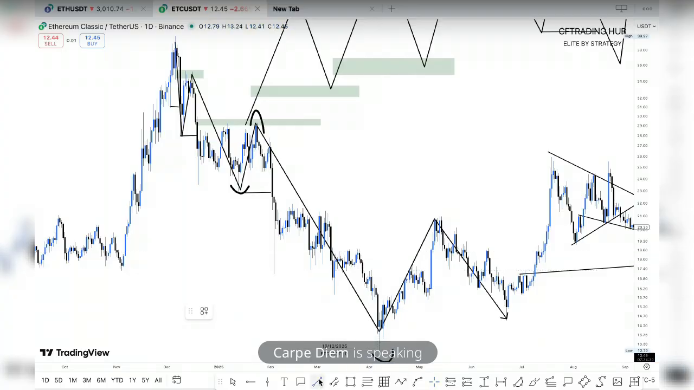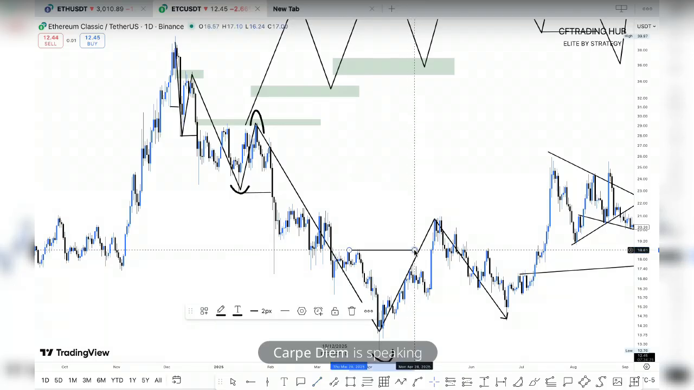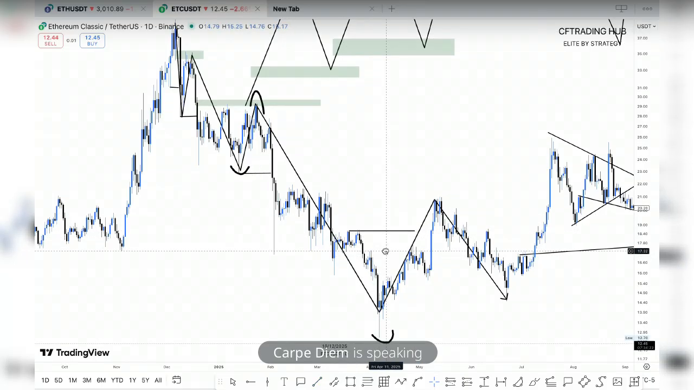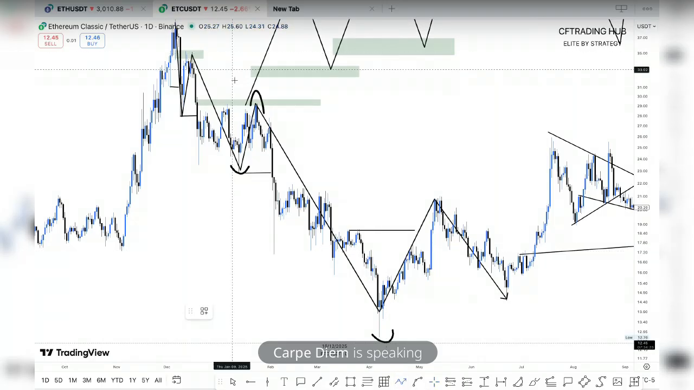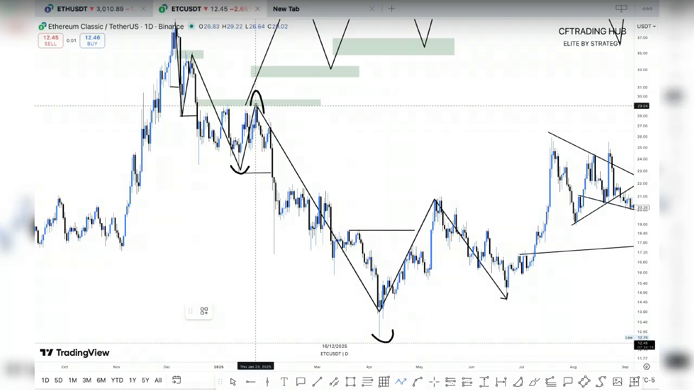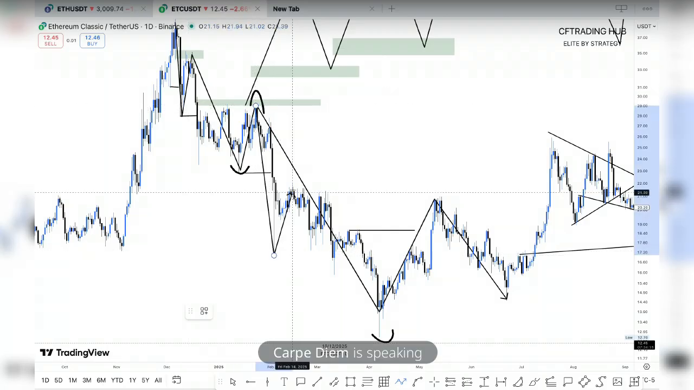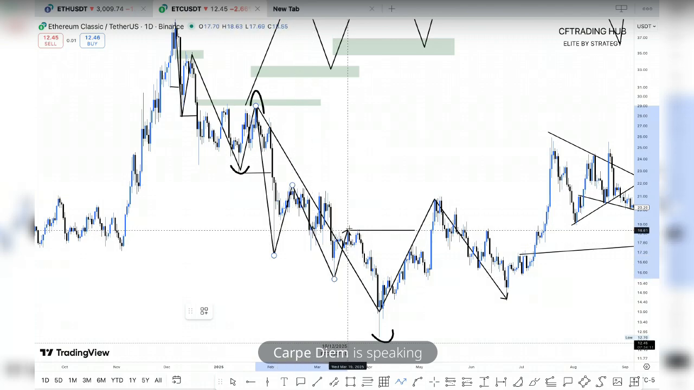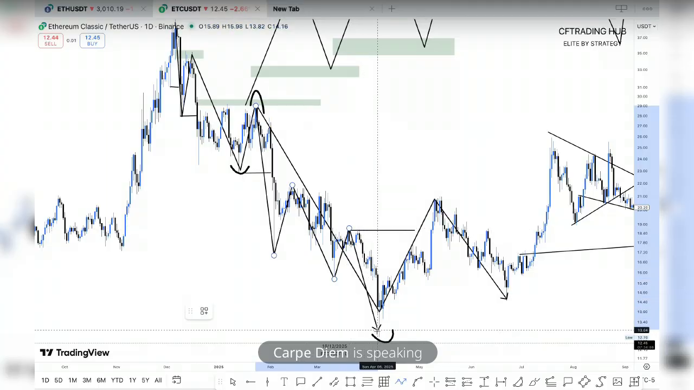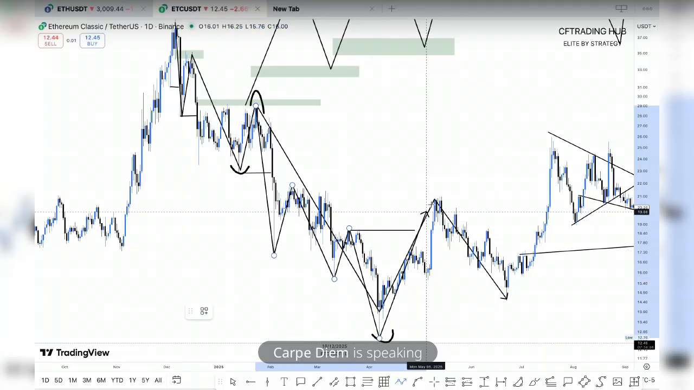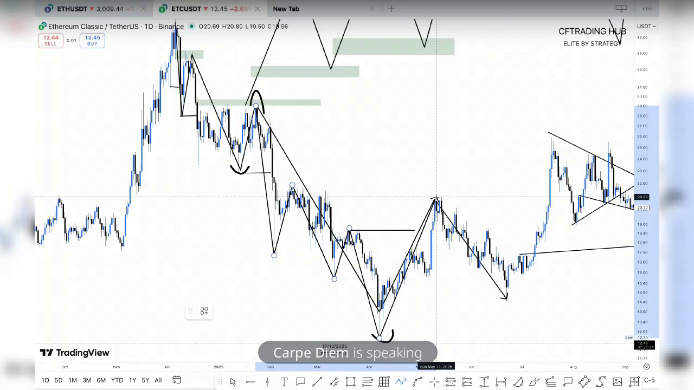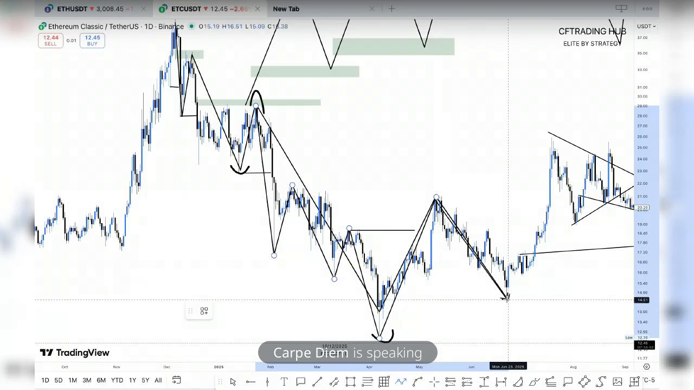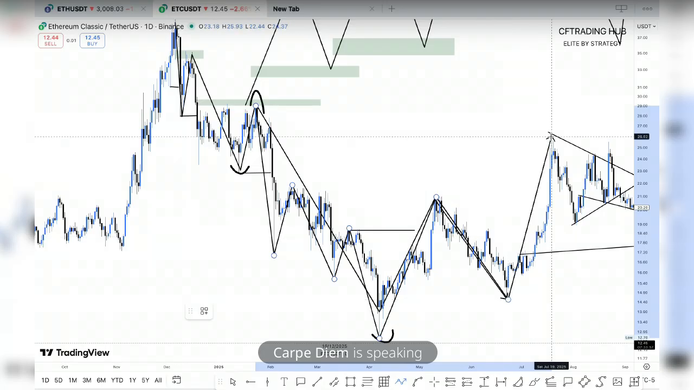I want you to actually note this. Let's do this. Let's say you have a lower low over here. You have a lower high over here. You have another lower low over here. You have another lower high over here. You have a new lower low over here. And you have a change of character like that. You have a higher low over there, and you have a higher high over here.